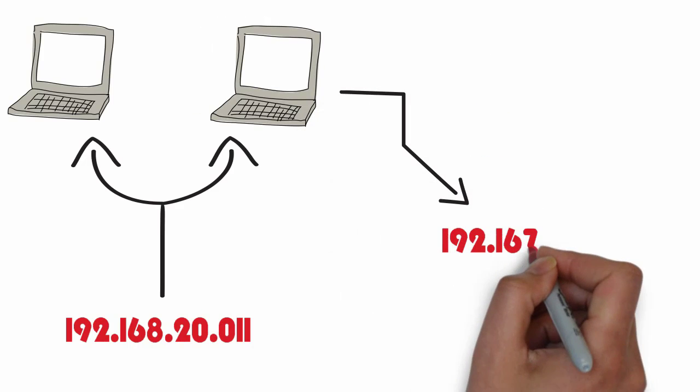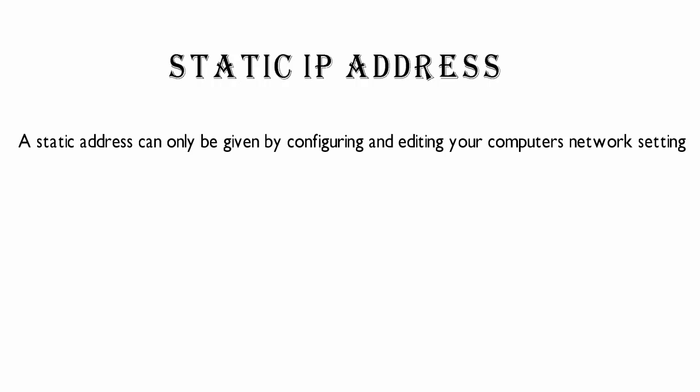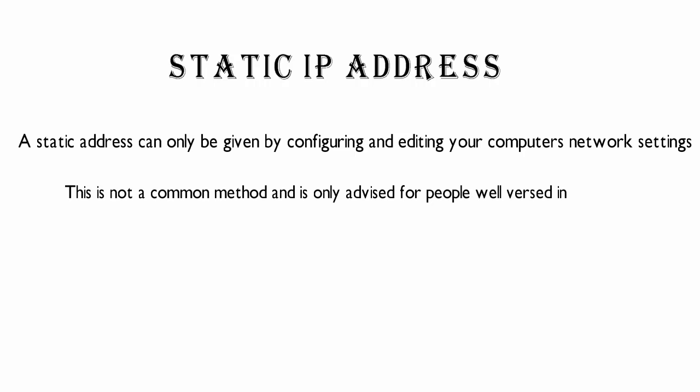What is a static IP address? A static IP address can only be given by configuring and editing your computer's network settings. This is not a common method and is only advised for people well versed in TCP and IP.